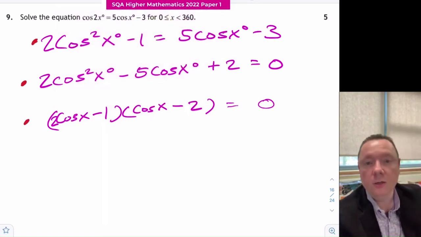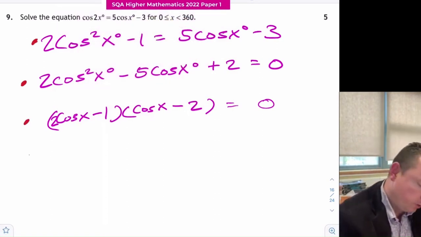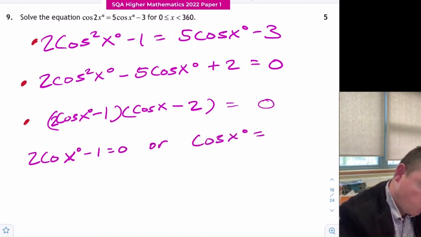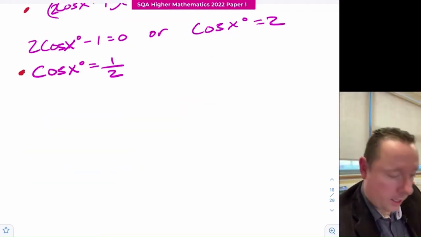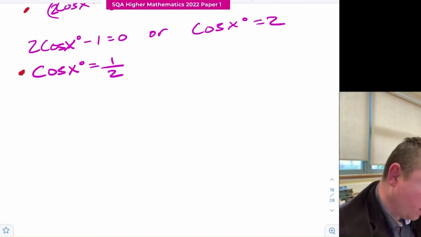Okay, let's look at our fourth mark. We need to solve our equation. For the first one, we've got 2 cos x − 1 = 0, or we've got cos x = 2. Solving the left-hand side, cos x° = 1/2, so we're going to have to work out x.